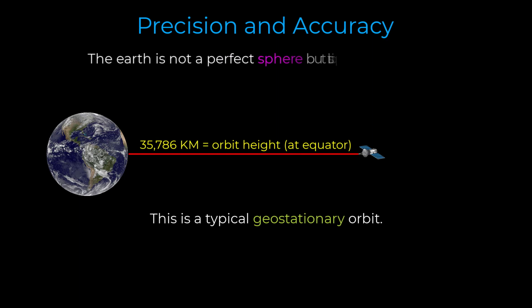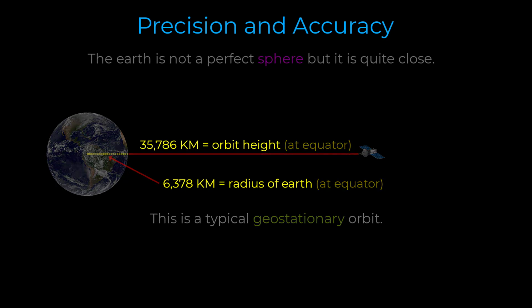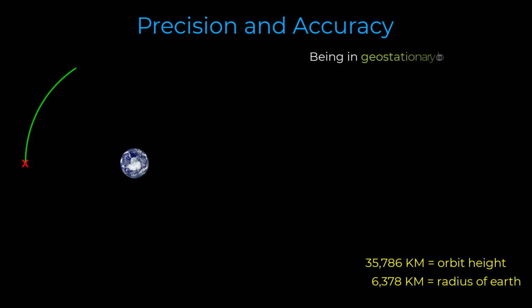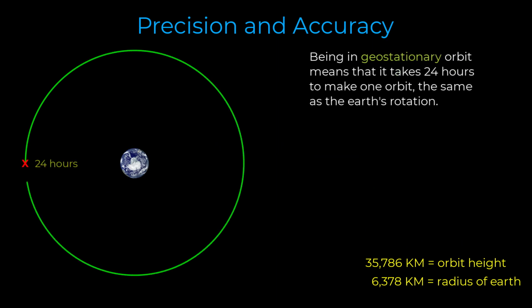I learned that the Earth is not a perfect sphere, but it is quite close. The radius of the Earth at the equator is 6,378 kilometers, and the satellite height above Earth is measured relative to the equator, so this is a good value to use. Being in geostationary orbit means it takes 24 hours to make one orbit, the same as the Earth's rotation. That's all the information I need.